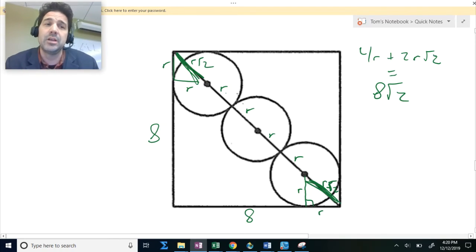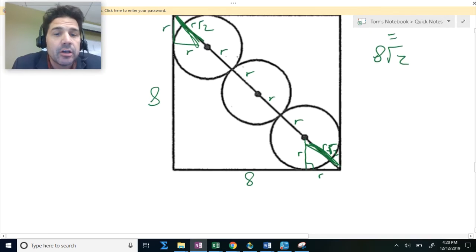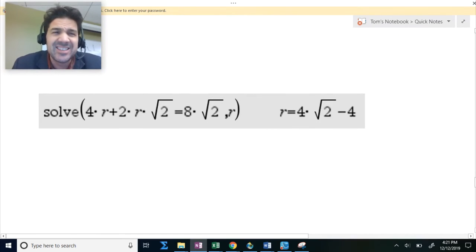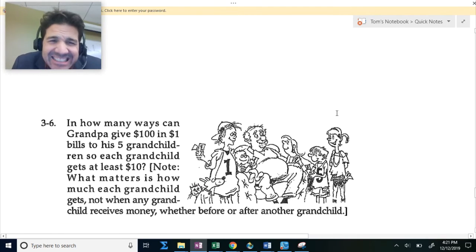And you might be like, oh my God, that thing looks disgusting. Well, guess what? You can use your calculator. Not saying don't learn algebra, but just saying that you can still use your calculator on this. So you use the solve feature and you say 4R plus 2R rad 2 equals 8 rad 2 comma R. There's your answer. And we are on to the final question, number 6.